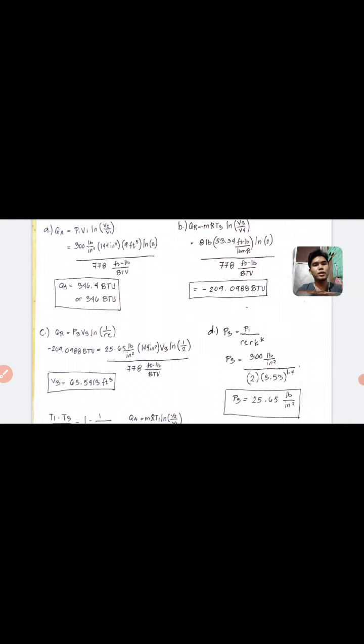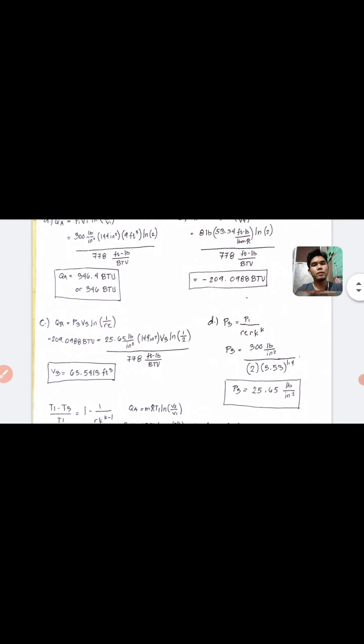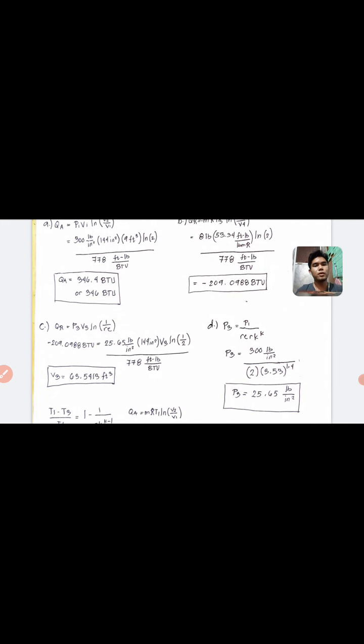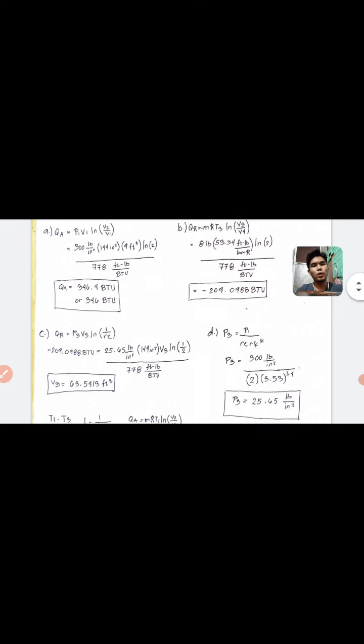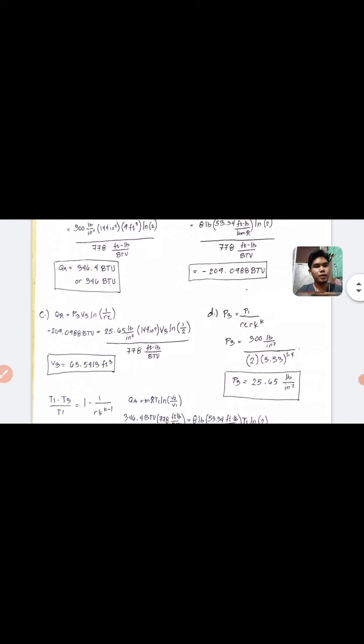And next, for letter C, using the formula QR is equal to P3 V3 ln of 1 over RE, we are finding the V3. We can't solve this letter C for now because we don't have the value of P3. We only have 1 over RE and QR. So let's first find P3, which is letter D.